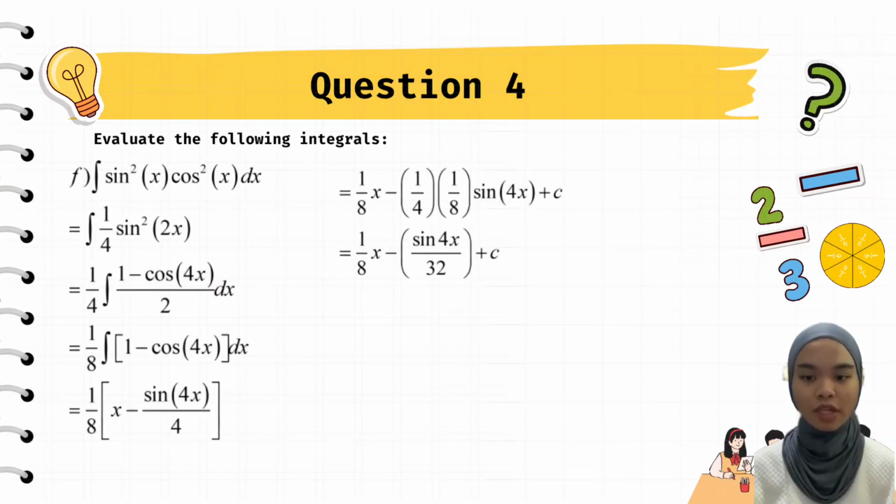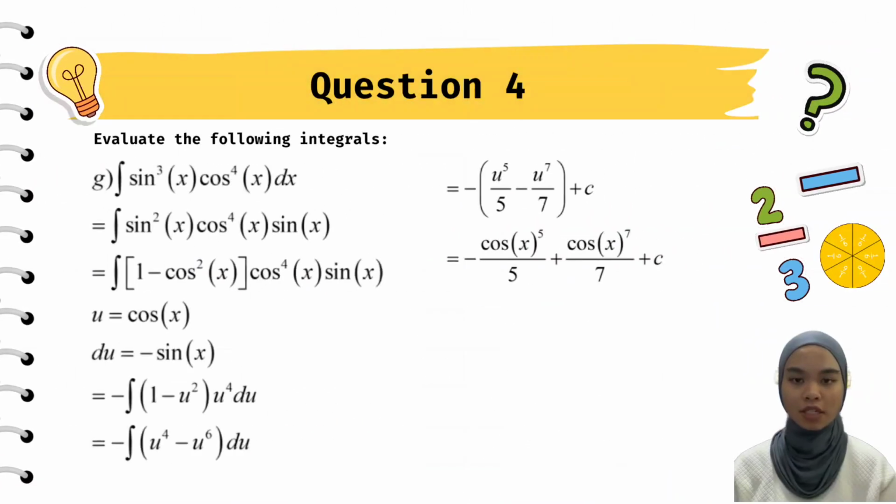So for question F, integrate sin^2(x) cos^2(x) dx. And then we can get 1/4 integral of (1 - cos 4x)/2 dx. And we can get 1/8 (x - sin 4x / 4). And the final answer is x/8 - sin 4x / 32 + c.